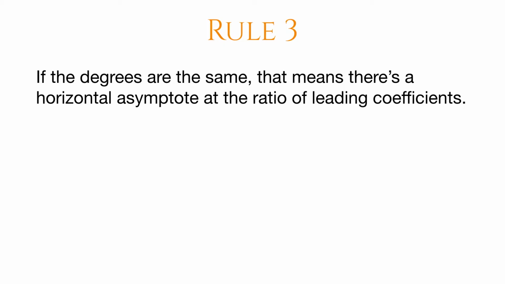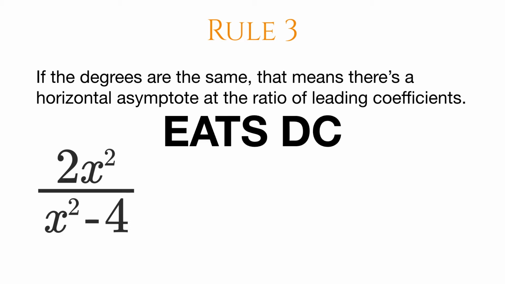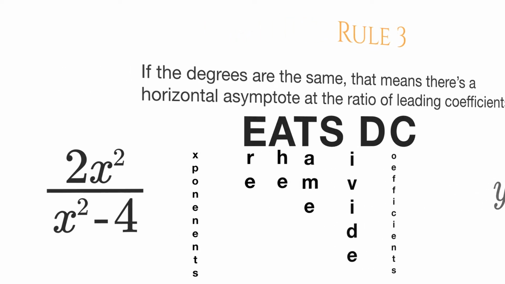Rule number 3. If the degrees are the same, that means there's a horizontal asymptote at the ratio of the leading coefficients. So if you look right here, our degrees are both squared. So as time goes on, that minus 4 isn't really going to affect much, so it just becomes 2 over 1. So our rule is EATS DC. That means exponents are the same, divide coefficients. So in this case, 2 over 1 or just 2.